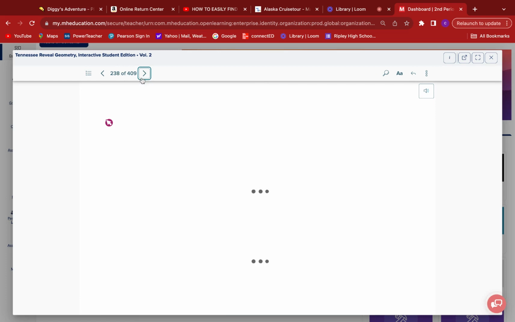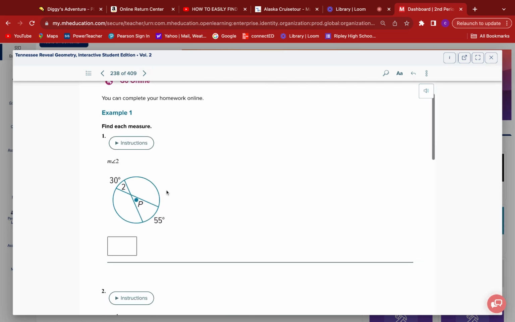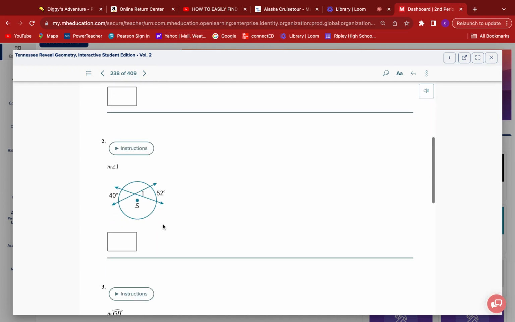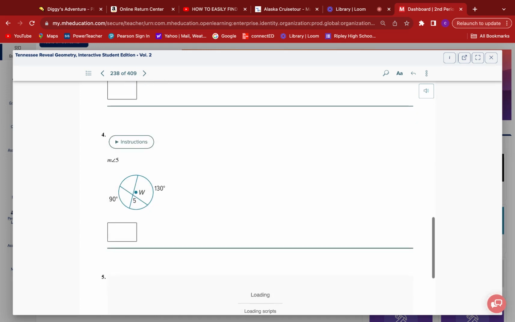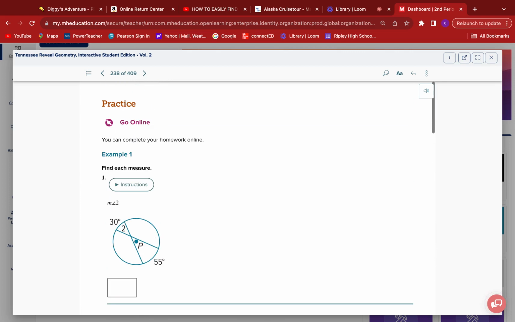Okay guys, I'm done. Next up is the practice. If you have any questions, ask me or ask your teacher. But remember, when they cross inside, you add them up and divide by 2. When they cross on the circle, you just take the arc and divide by 2. And when they cross on the outside, you subtract them and divide by 2.